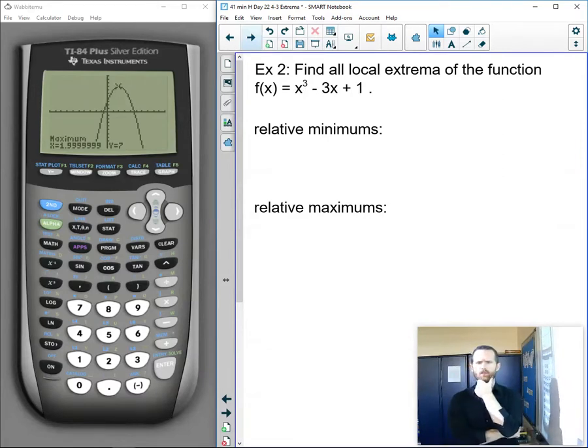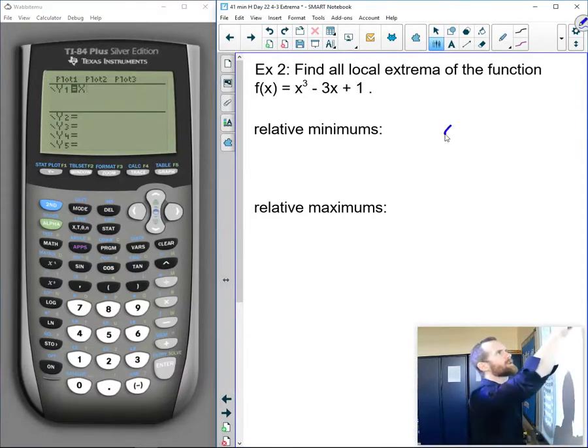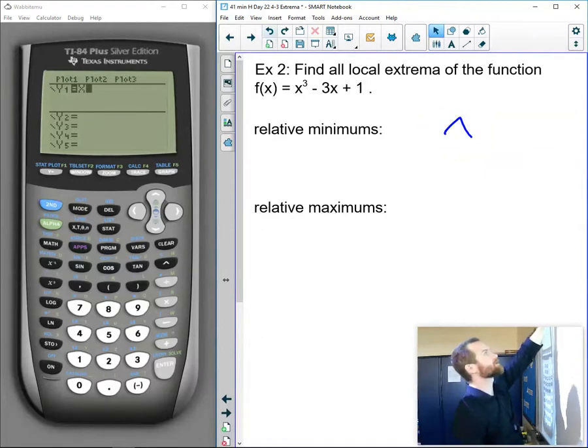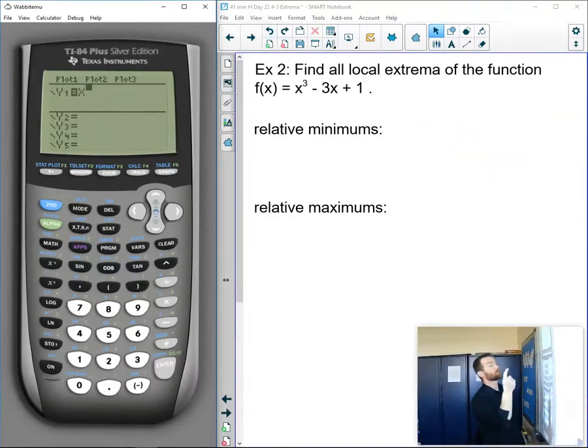We've got to find all local extrema of the function f of x equals x to the third minus 3x plus 1. So I hit y equals, clear out the old function, and it's going to be x to the third. Now, to get to a power of 3, you need to hit the caret button, which is an arrow up like that. You can see it just below the clear button. All right, that'll get you to an exponent. I'm going to type in 3.